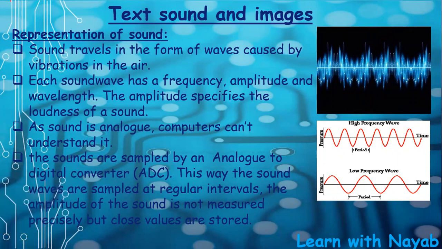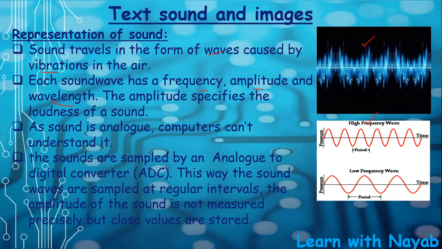Let's start. Sound travels in the form of waves caused by vibrations in the air. So first we're saying that sound is caused by vibrations, and those vibrations travel in waves. You see these waves in these two diagrams, that sound always travels in waves. Each sound wave has a frequency, amplitude, and wavelength. These three terms are related to sound.